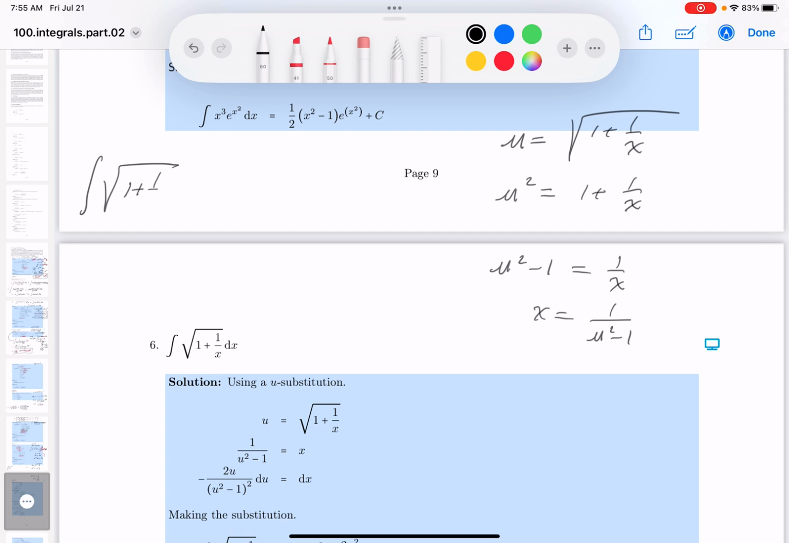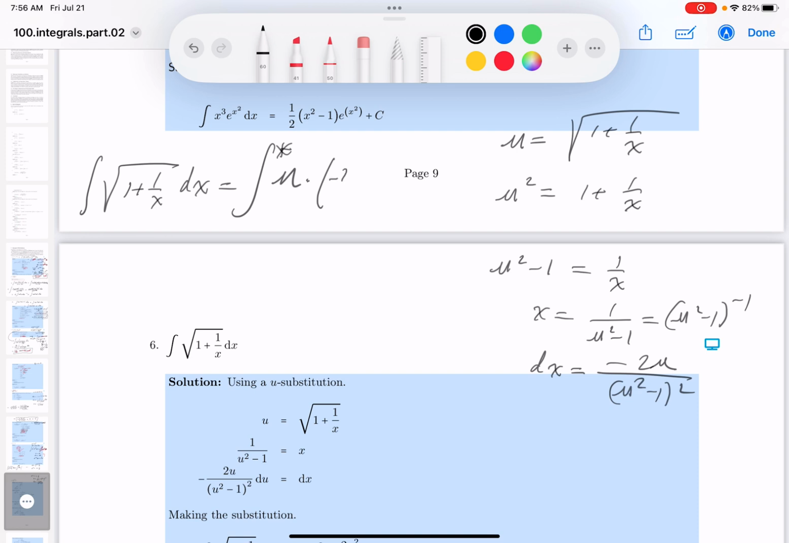All right? So I'm going to write the integral down, and the integral is this thing over here, which is the square root of 1 plus 1 over x dx. This is going to equal, in the land of u's, well, it's going to be u. And now I've got to get the dx, by the way. So dx, this is going to be u squared minus 1 to the minus 1. So you get negative, and then you get u squared minus 1 squared, and then you can get 2u. I'll write that down now. So I'm going to write down times minus 2u, and it's going to be u squared minus 1 squared du.